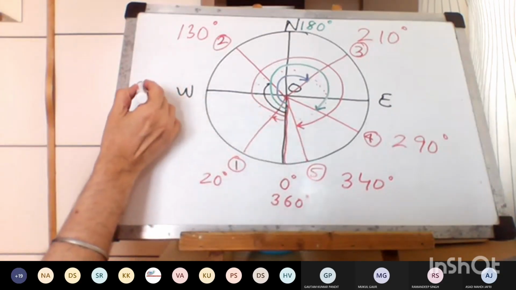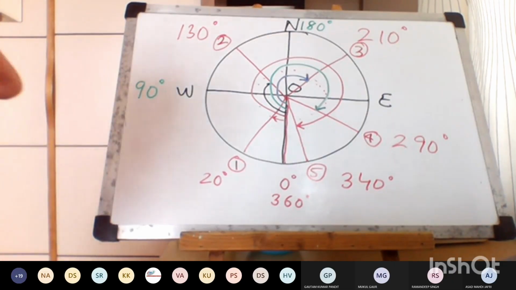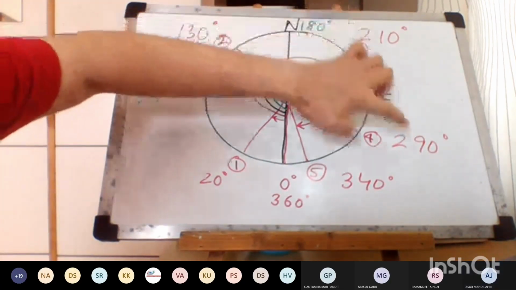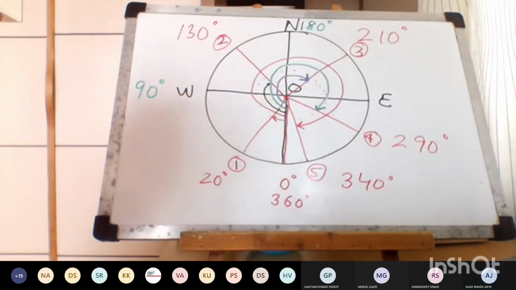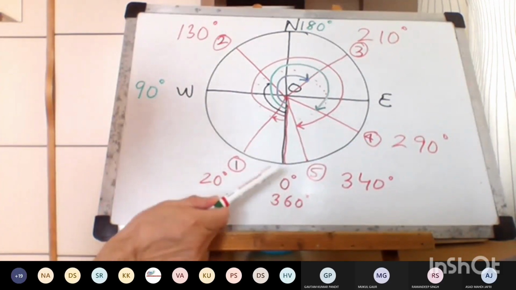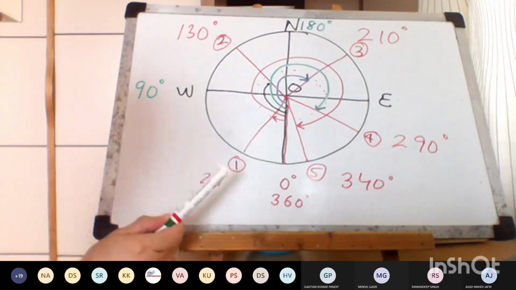What is the LHA when the body is facing west? 90 degrees. Yeah, if you have given me all these correct answers, 20, 130, 210, 290, 340, then it should not be difficult for you to understand what is marked in green. Because the local hour angle starts from the observer's meridian, which is 0 degrees over here, and it is to be measured westwards.